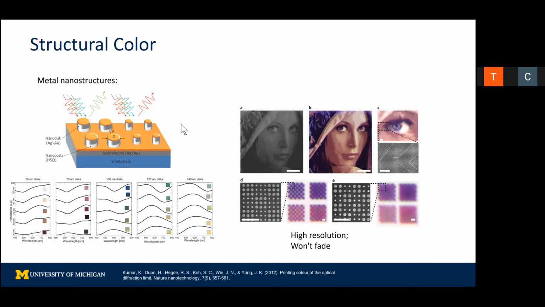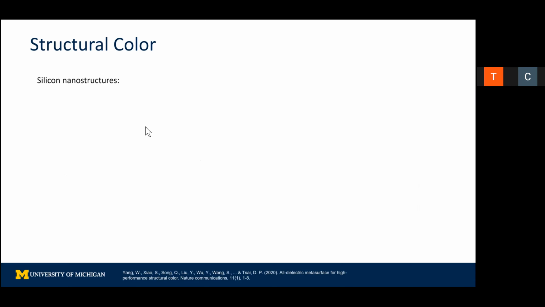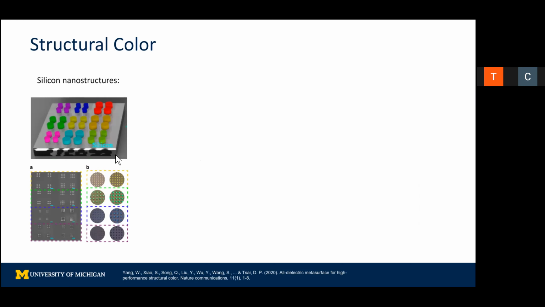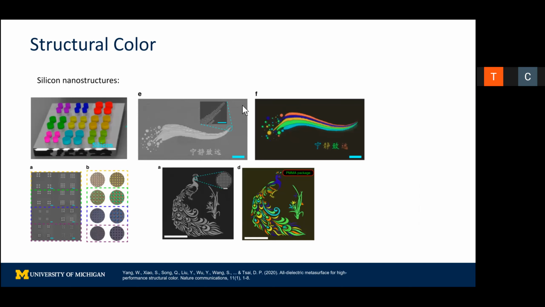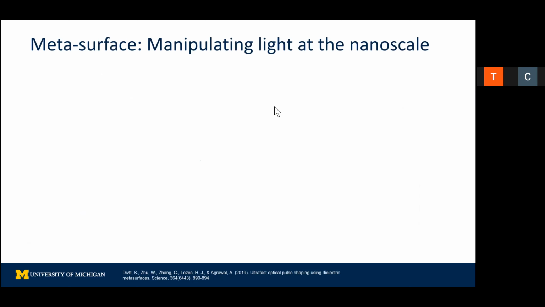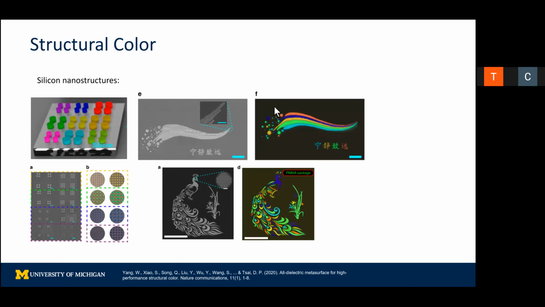Or you can use dielectric materials like silicon to build these nanorods. You can still see those colors. The advantage is that using these nanostructures, they will never fade, and they will have a very high resolution, since you see that those are in tens of micrometers. So you can actually get these colors in a very, very small size.